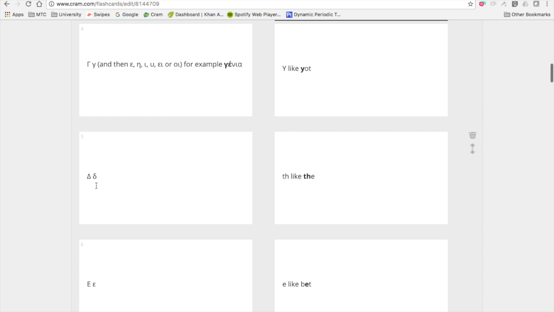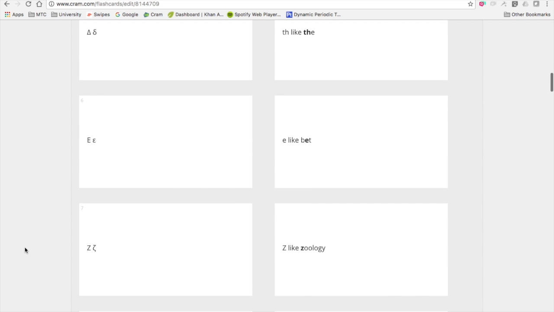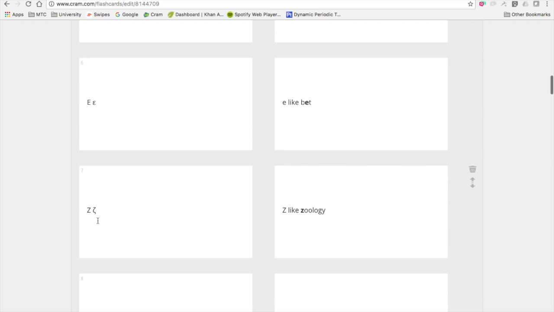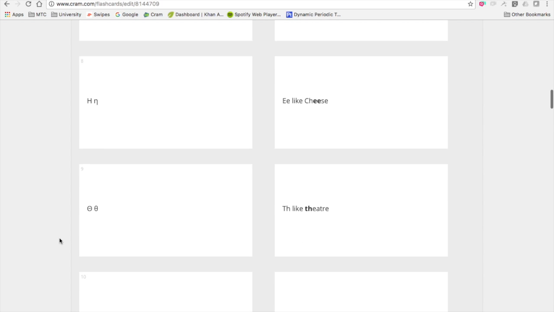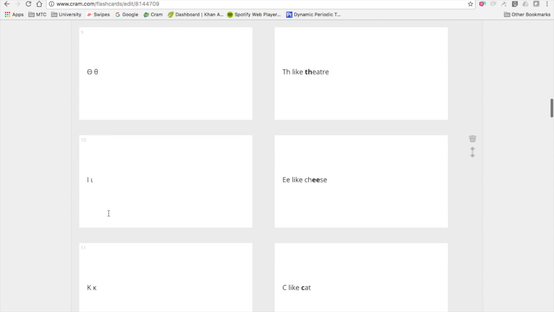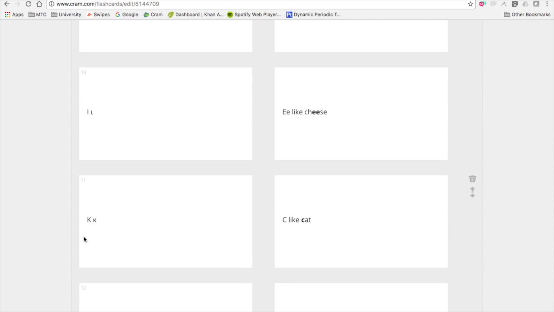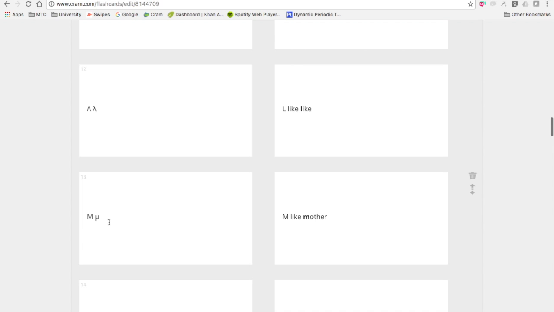Here we have delta, which is pronounced th, epsilon, which is just pronounced e, zeta, which is just pronounced z, eta, which is just pronounced e, theta, which is just pronounced th, iota, which is pronounced e, kappa, which is pronounced k, lambda, which is pronounced l, mi, which is pronounced m.